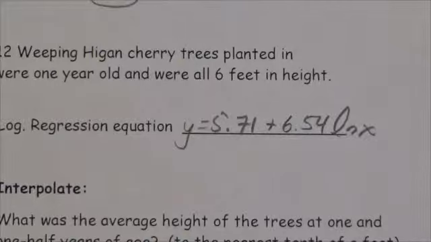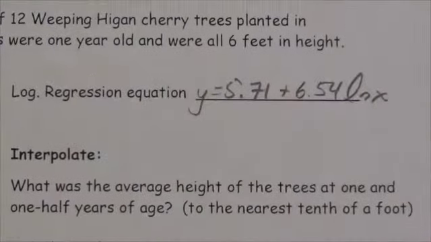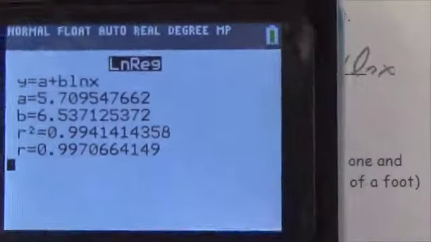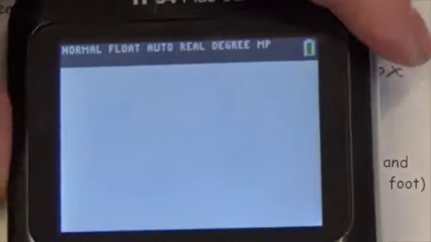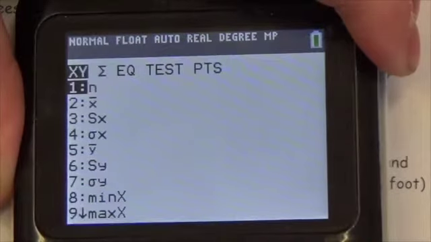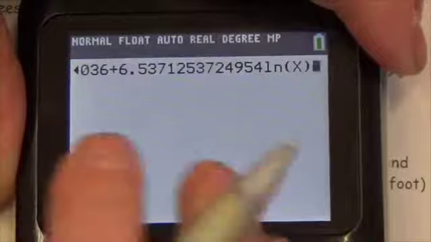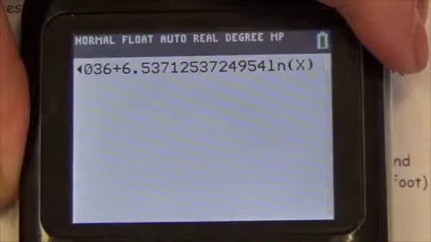It says interpolate. What was the average height of the trees at 1.5 years of age to the nearest tenth of a foot? Okay, so we've got our equation right here, and I've got it in the calculator. So what I'm going to do here is actually pull that up. I'm going to clear this, and if I press vars, down to statistics, go over to EQ, okay, there's my equation right there. Everything has been stored in there, and I know we've done this before, so that's why I went through that relatively quickly here.